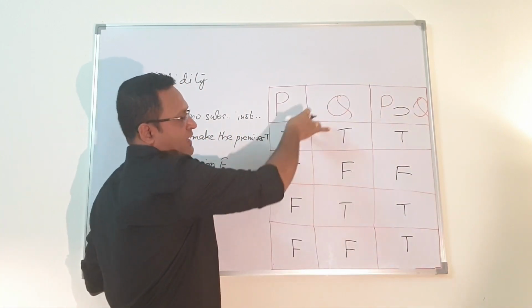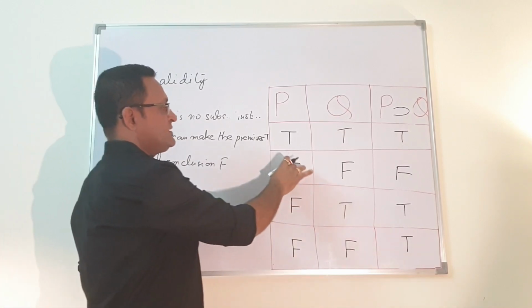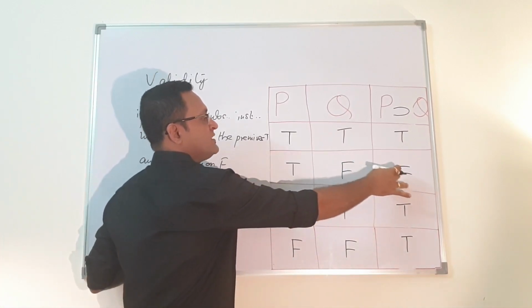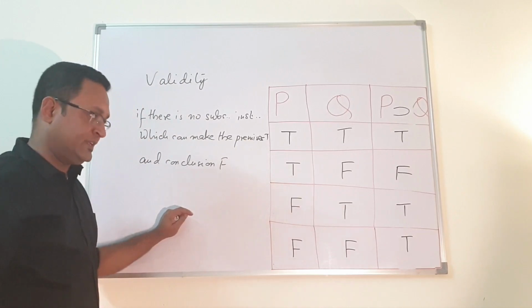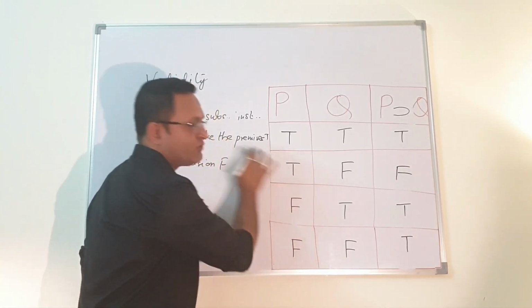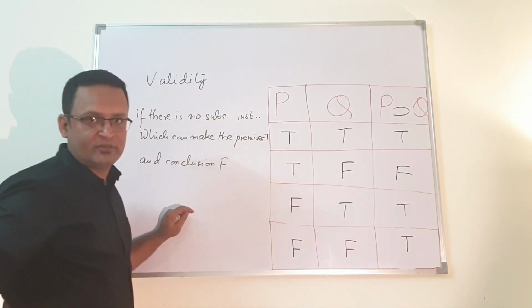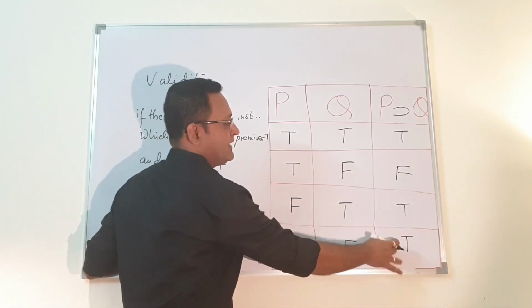If the premises are true and the conclusion is true, the argument is valid, fine. If the premises are true and the conclusion is false, the argument is going to be invalid, fine, it is not valid. If the premises cannot be true together, irrespective of the nature of the conclusion, it will always be a valid argument.